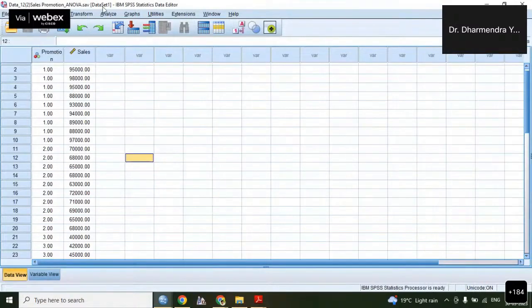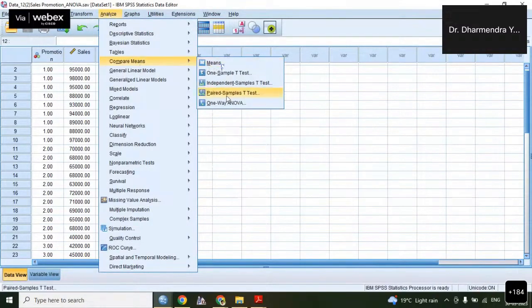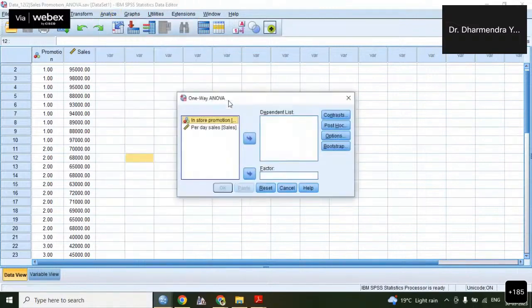Now we apply Analyze, Compare Means, then One-Way ANOVA. We have per day sale as the dependent list. Then what is your factor? These are the factors. Then click OK.